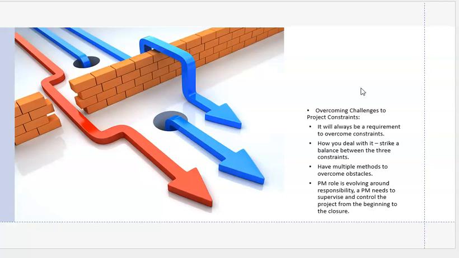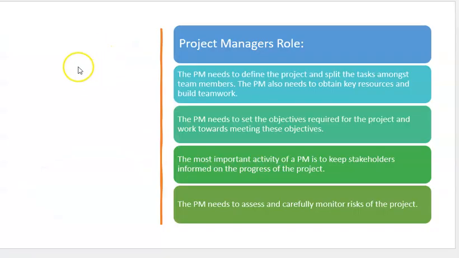How do you deal with it? Strike a balance between the three constraints, right? And just be able to have some tools in your tool belt to find this balance between these different constraints that face us every day on every single project as a project manager. So let's just talk briefly about our role and some of the skills needed to be a good project manager.